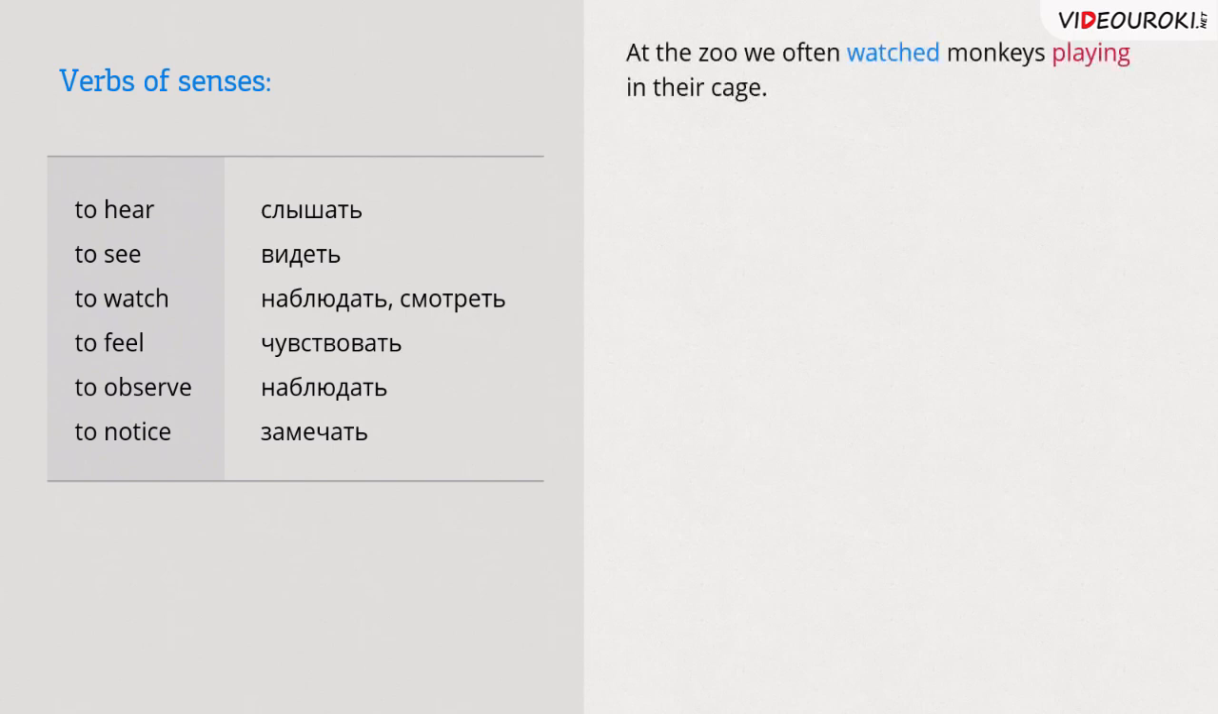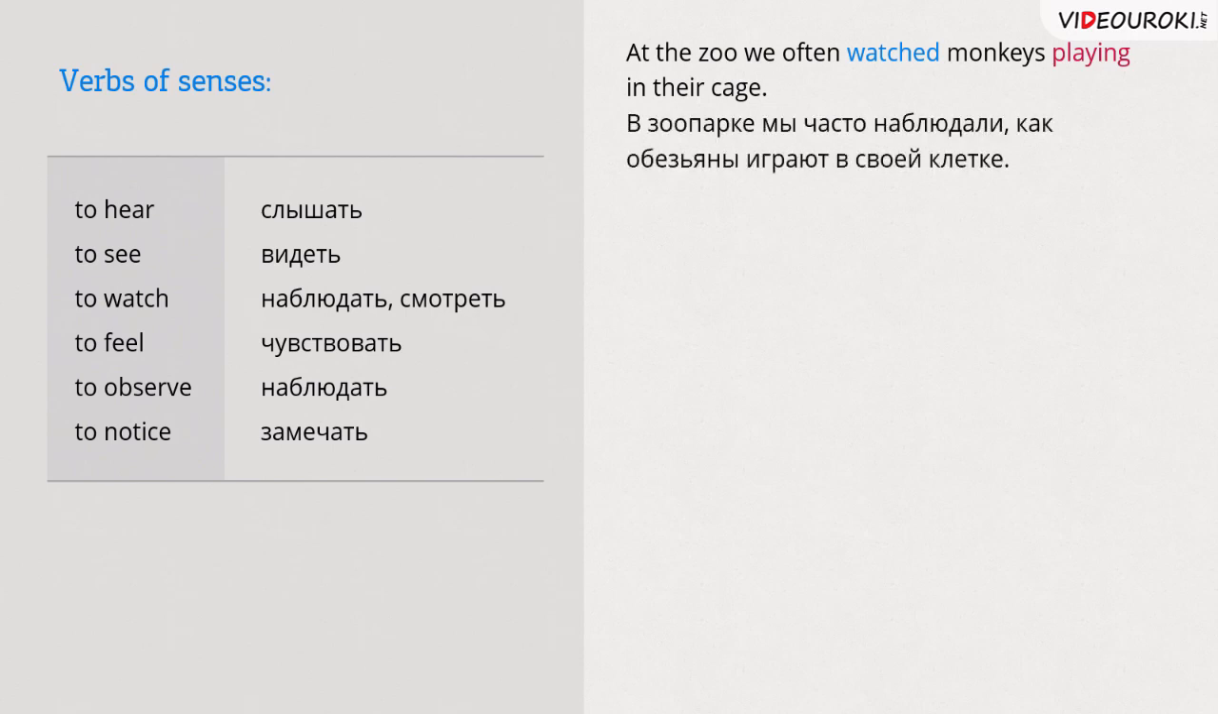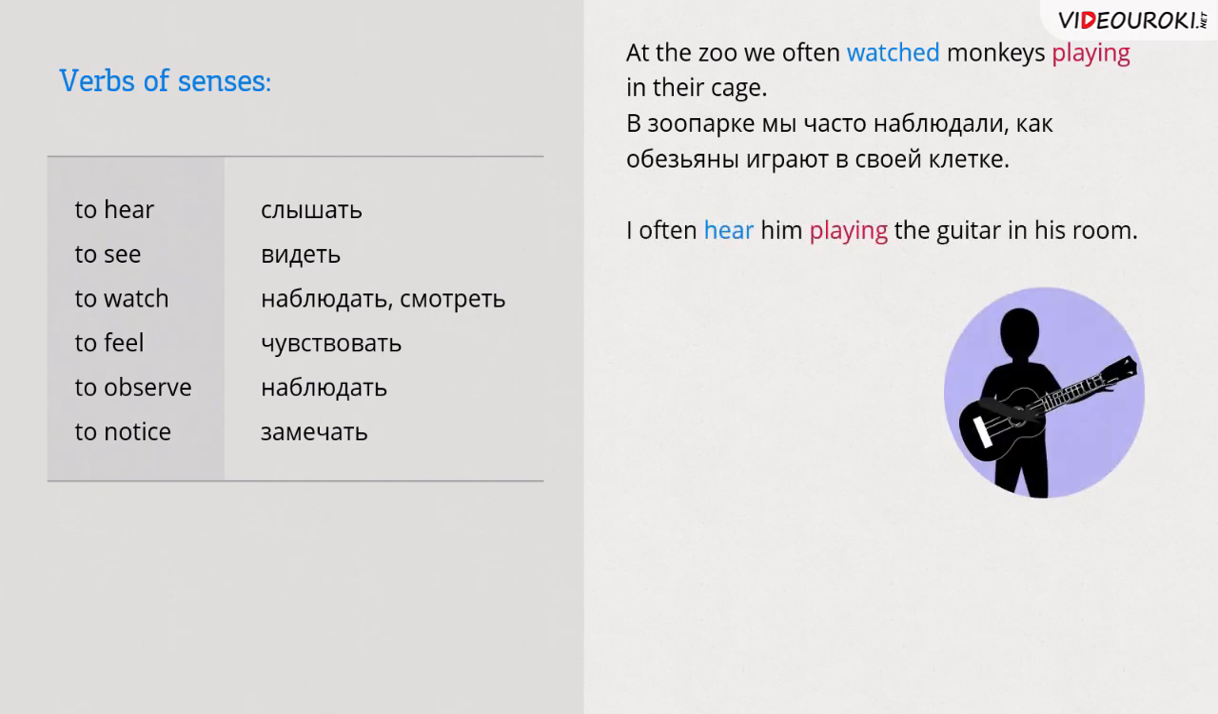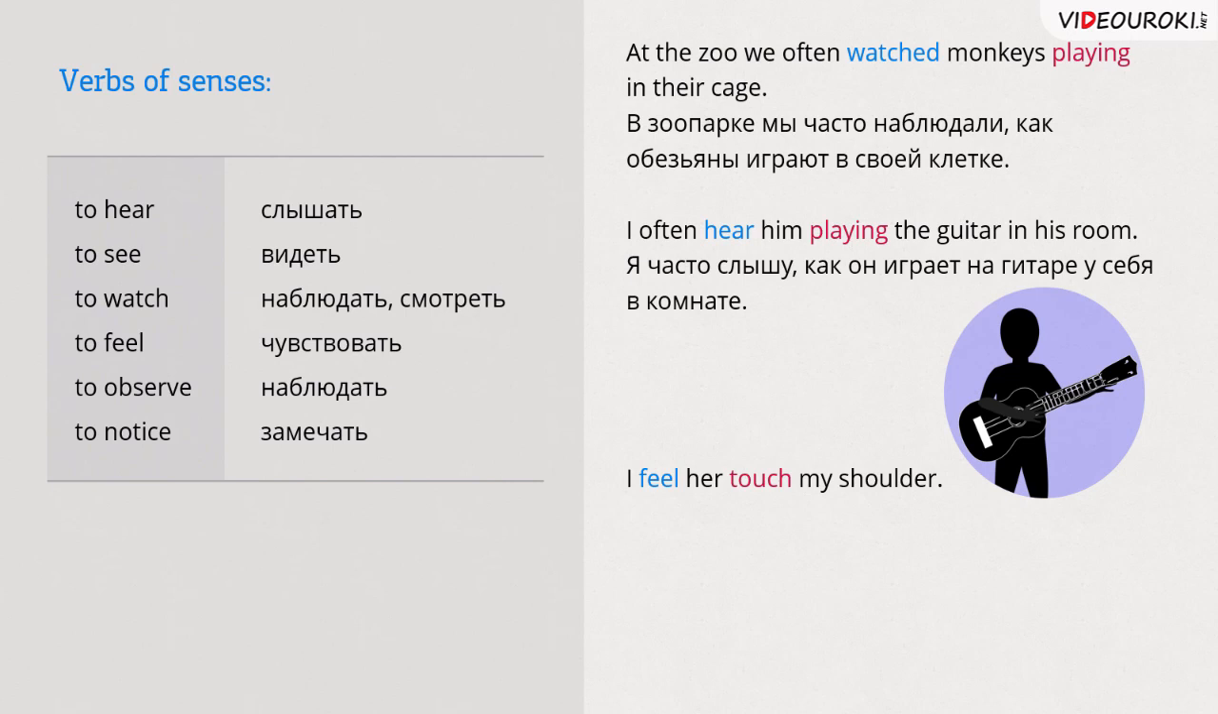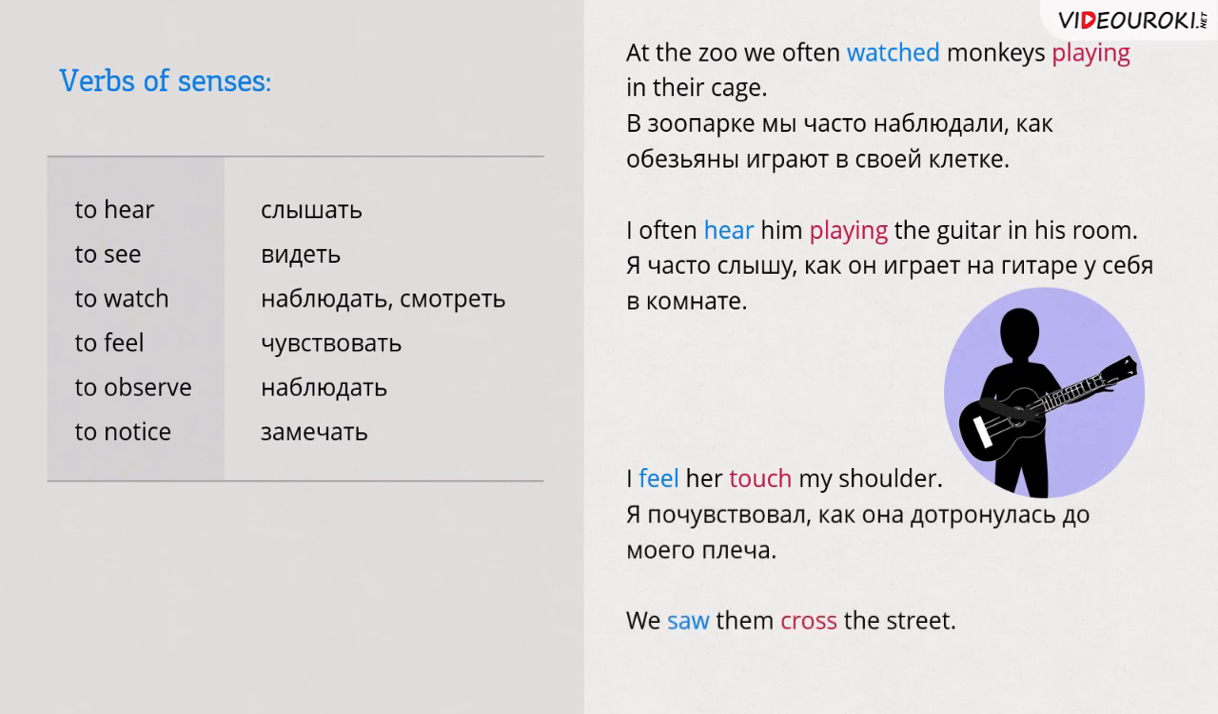At the zoo we often watched monkeys playing in their cage. В зоопарке мы часто наблюдали, как обезьяны играют в своей клетке. I often hear him playing the guitar in his room. Я часто слышу, как он играет на гитаре у себя в комнате. I feel her touch my shoulder. Я почувствовал, как она дотронулась до моего плеча. We saw them cross the street. Мы увидели, как они перешли улицу.